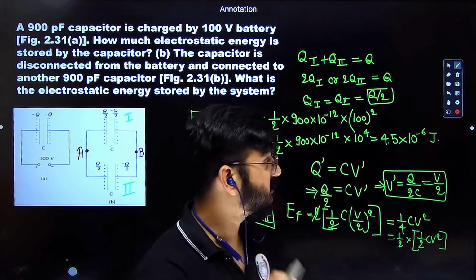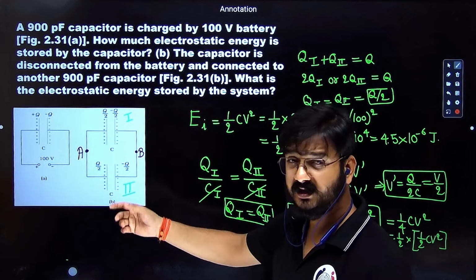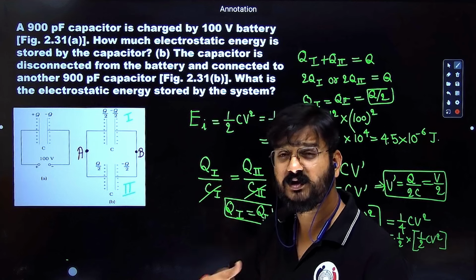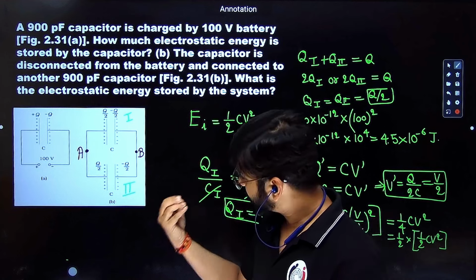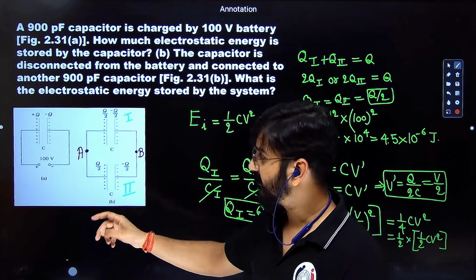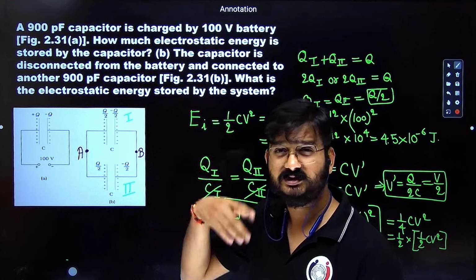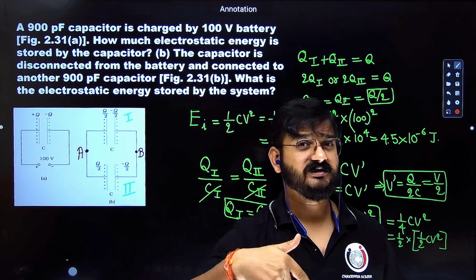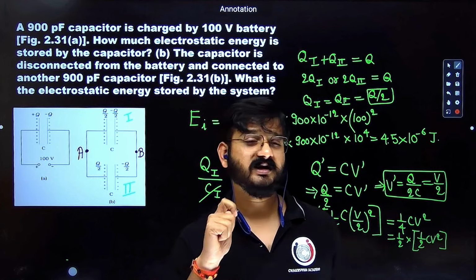So the reason is, when you remove the battery and connect a similar capacitor here, what is happening? The system is going to a steady state, right? Or you can say in simple words that charge distribution is happening from the charged capacitor to the uncharged capacitor. Charge distribution is happening until it achieves a common potential, and this period is called transient period.